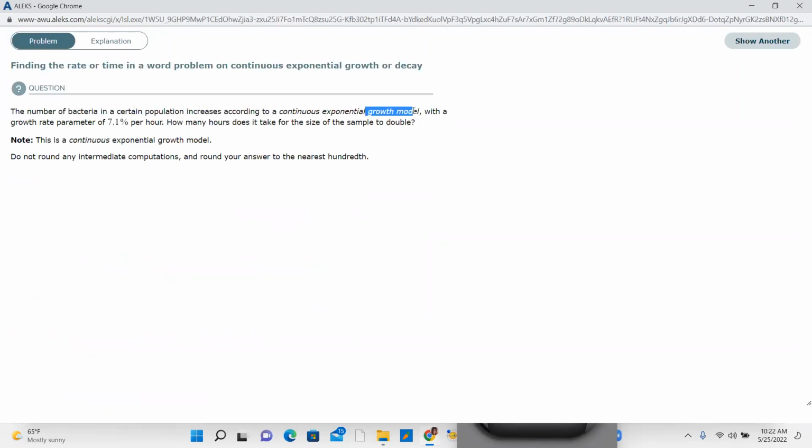All right, so this is a growth model. The number of bacteria of a certain population increases according to a continuous exponential growth model with a growth parameter of 7.1%. Now it's asking you how many hours does it take for the sample to double? How many hours? So that means you're solving for t.